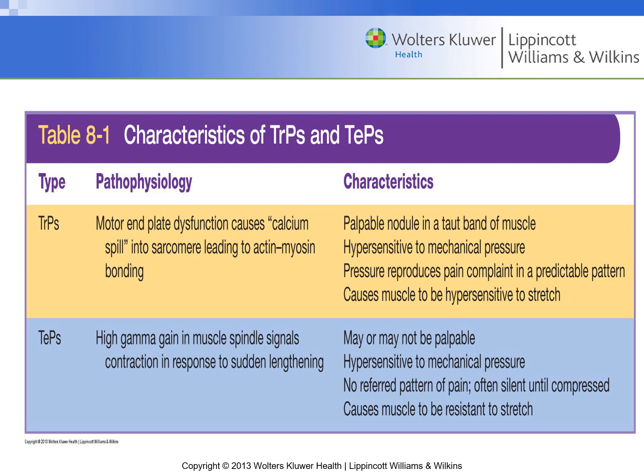There is hypersensitivity to mechanical pressure. The pressure reproduces pain complaints in a predictable pattern. There is the cause of the muscles to be hypersensitive to stretch. But with tender points, there may or may not be palpability of a nodule. There is hypersensitivity to mechanical pressure. There is no referred pattern of pain, and it is often silent until compressed, and the cause of the muscle to be resistant to stretch is present.